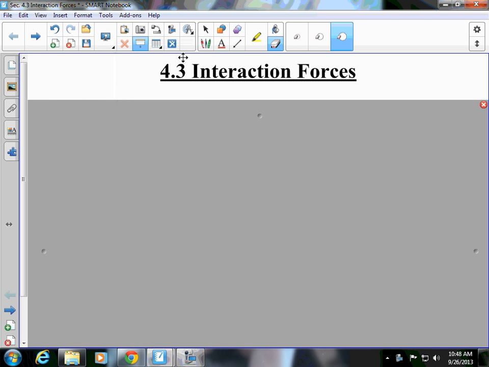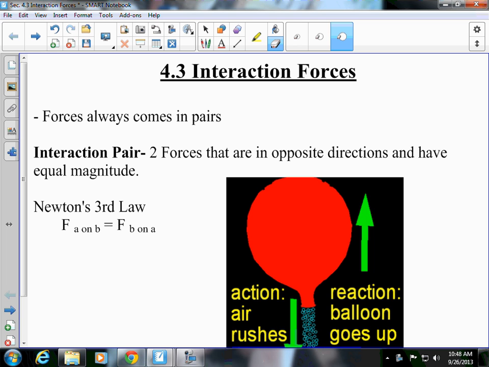Section 4.3, we were talking about interaction forces. So what happens when you have two forces counteracting one another, or one stronger than the other? Essentially we're talking about two forces at play here, and usually it has to do with gravity. What's important is forces always come in pairs, and we talked about this in section 4.1 and 4.2. They always come in pairs.